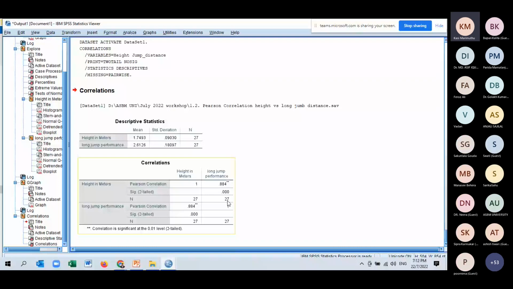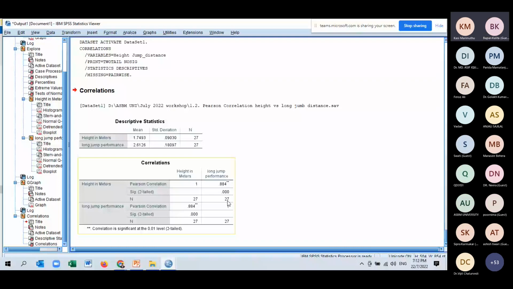You can write 0.001 also, sir. But 0.001 would be the 0.1% level. Otherwise, you can also write p equal to 0.00030, or you can write p equal to 0.000. Sir, p less than 0.01 can also be written. Nothing wrong in that.